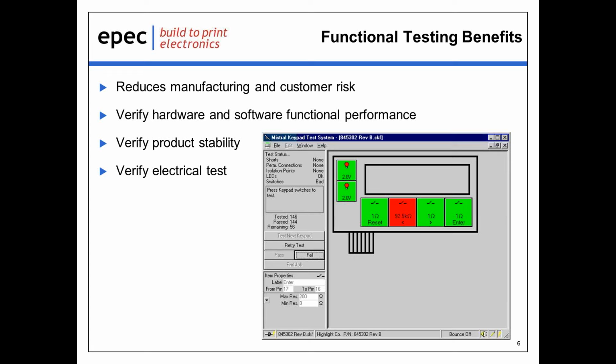So some of the functional test benefits: they reduce manufacturing and customer risk because we do verify the product's functionality in-house before it actually leaves the building. We verify the hardware and software functional performance during these tests, and it also verifies the product stability, and we do perform an electrical test as well.